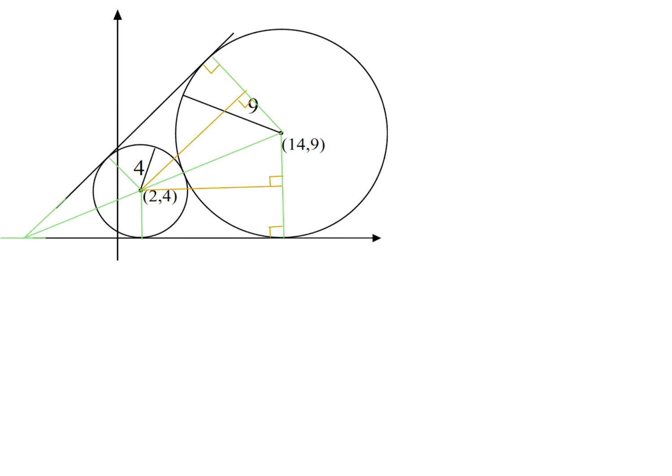Now I will start labeling some of the distances. We know that the small circle has a radius of 4. So from here to here is 4. And if that's the case, and this line is parallel to the tangent line, the distance from here to here will also be 4. And the radius of the large circle is 9, so therefore the distance from here to here will be 5. And in a very similar way, this is 4, this distance is 4, and this distance is 5.